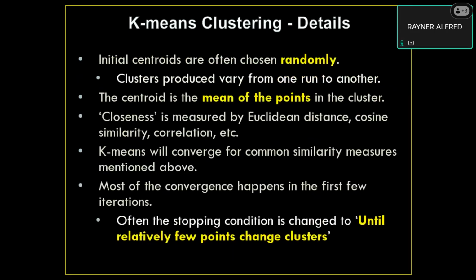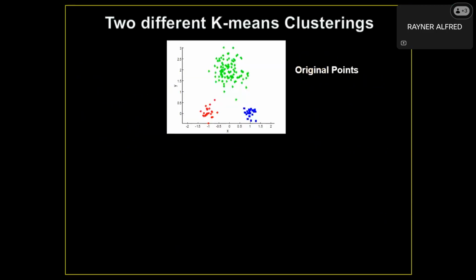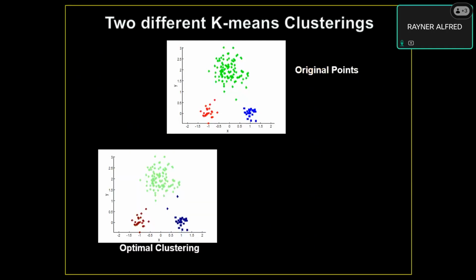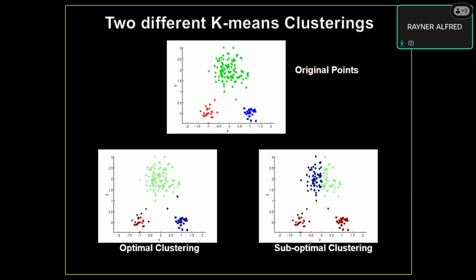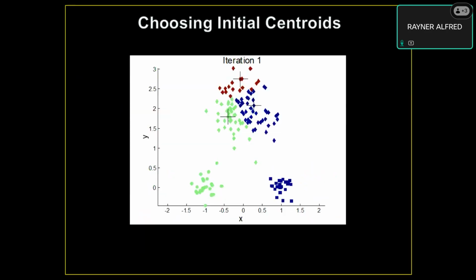Okay. For instance, like this. This is the actual point. This is the optimal, and this is suboptimal. Okay. So our target is to get the original point. We may get this, which is optimal. We may get the suboptimal. Okay, how do we get to this point? So basically, we start with this. Remember that we pick the centers randomly. Okay, so let's suppose we pick these 3 points.